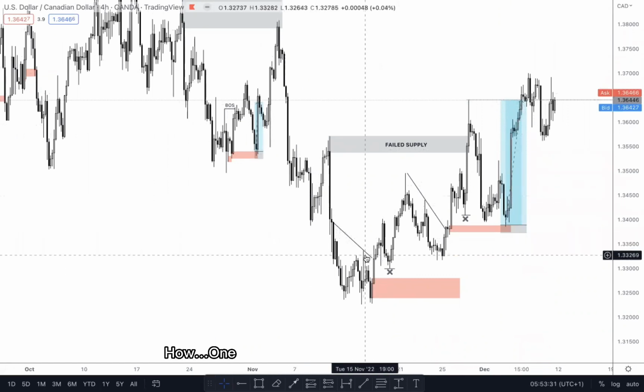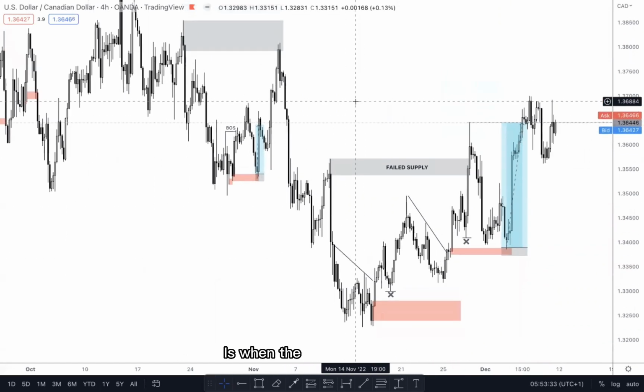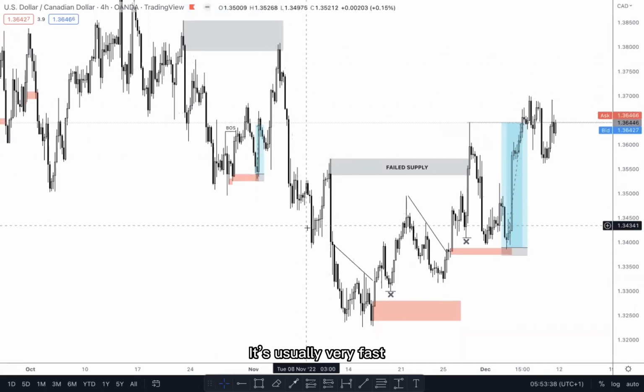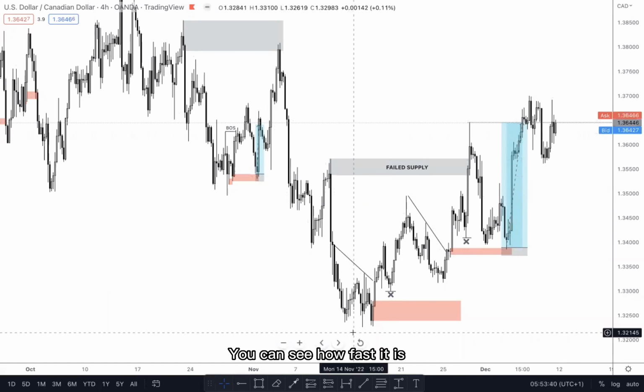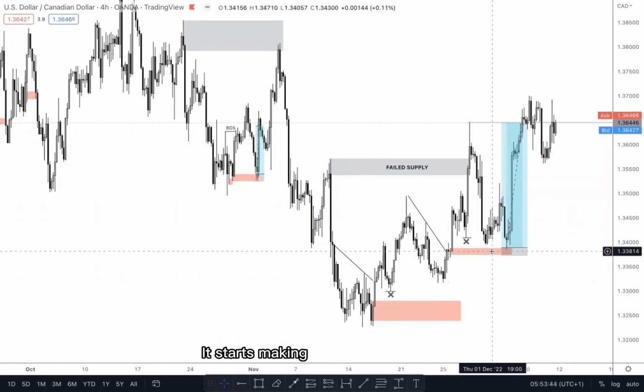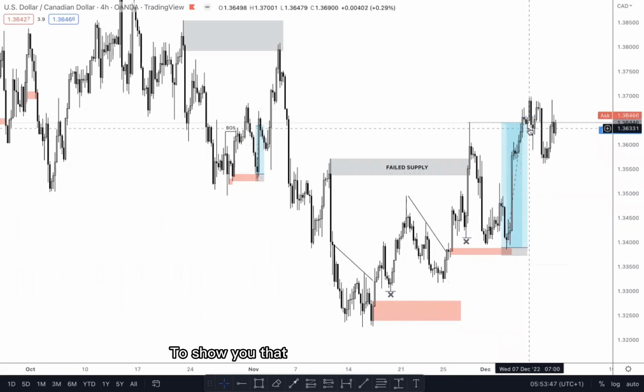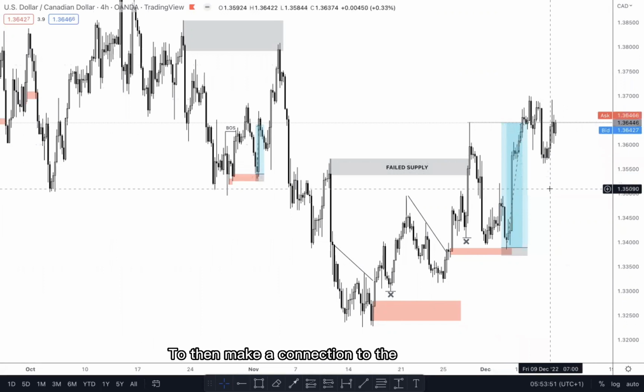So one of the ways you can know a trend is when the market is moving in this particular direction, it's usually very fast, like this downtrend. You can see how fast it is. But once it starts going opposite of the trend, it starts making some slow moves to show you that this is not actually my trend. I'm just making a pullback to then make a continuation to the downside.